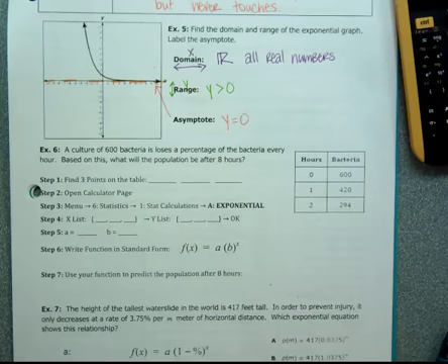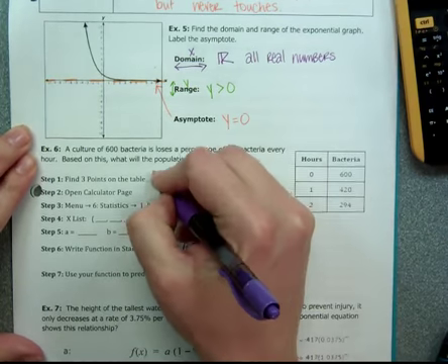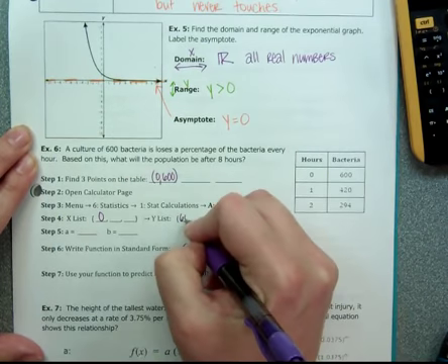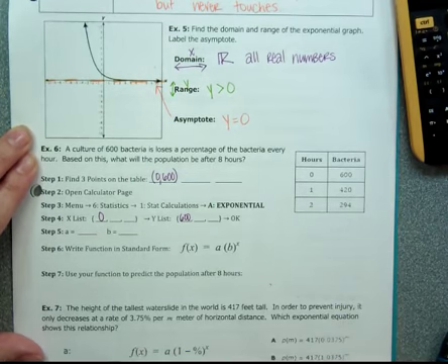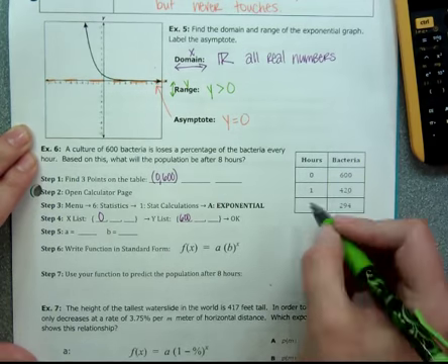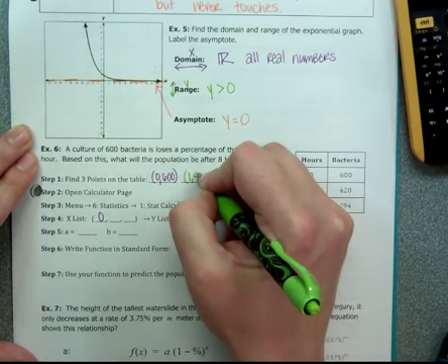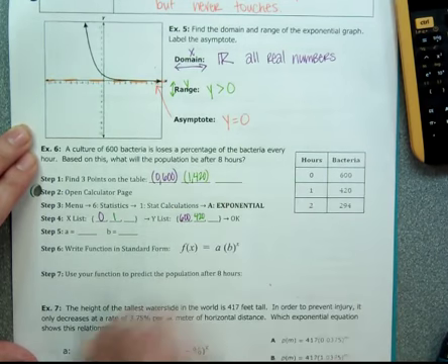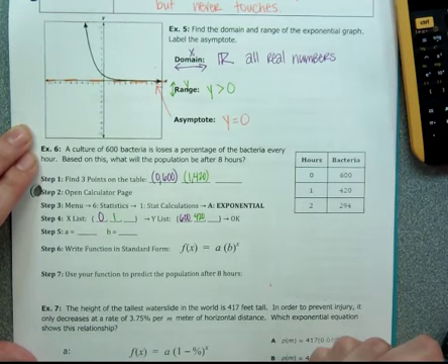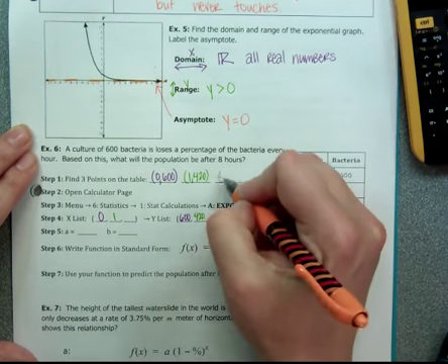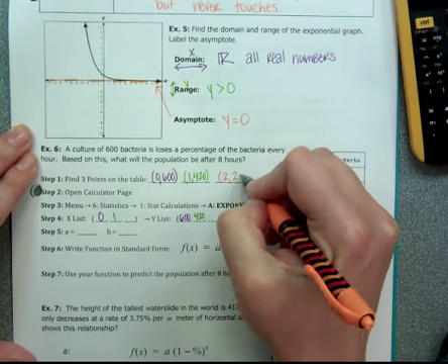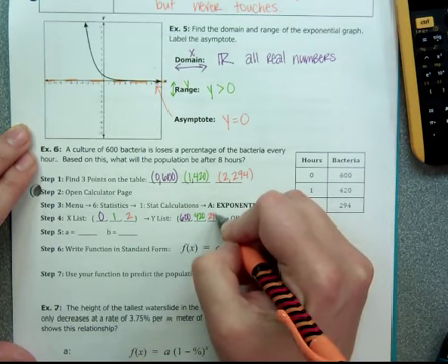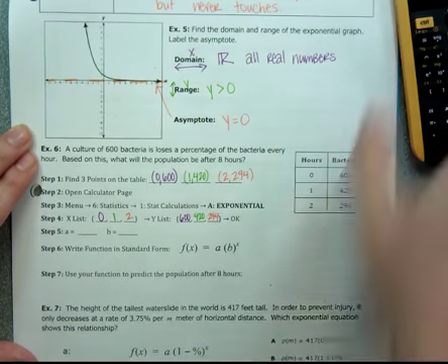Alright, let's see what we did. So my first point is the point 0, 600. So I'm going to put a 0 in my x list and a 600 in my y list. The next point, 1, 420. 1 in the x list, 420 in the y list. And 2, 294. So I'm going to put a 2 in the x list, a 294 in the y list.